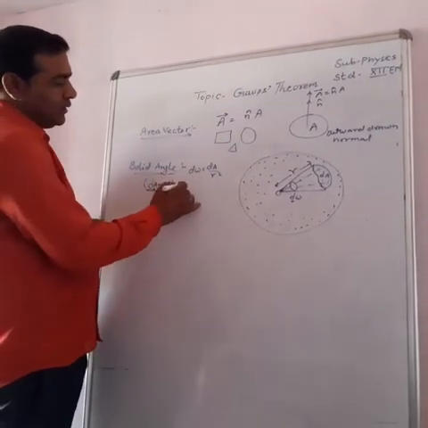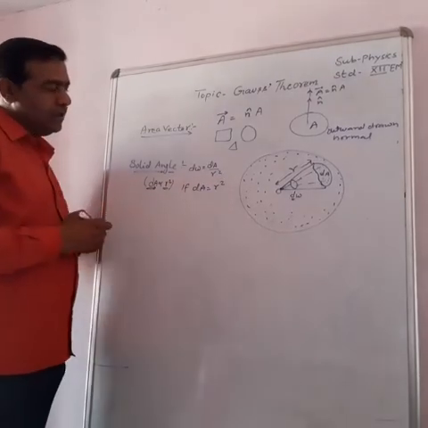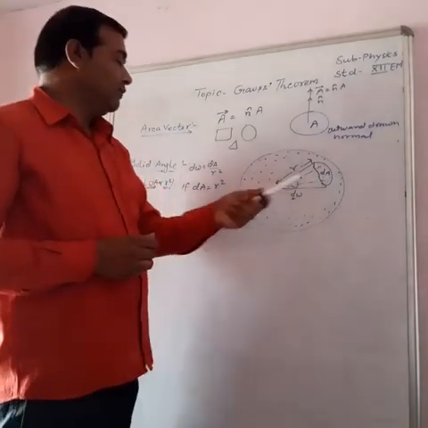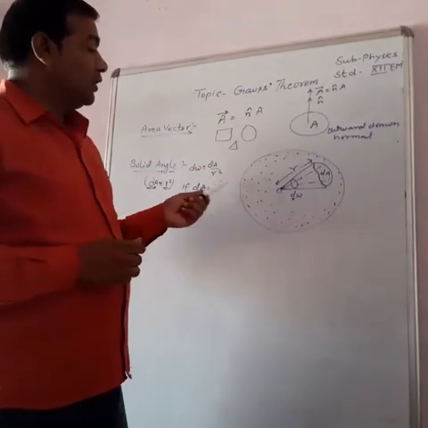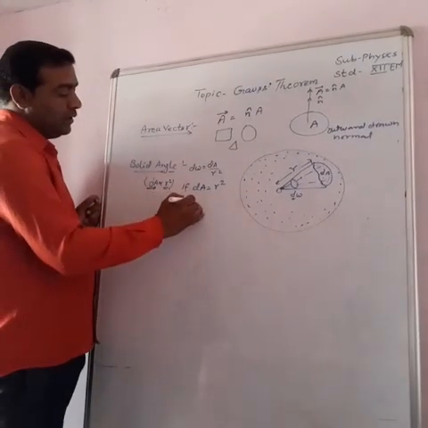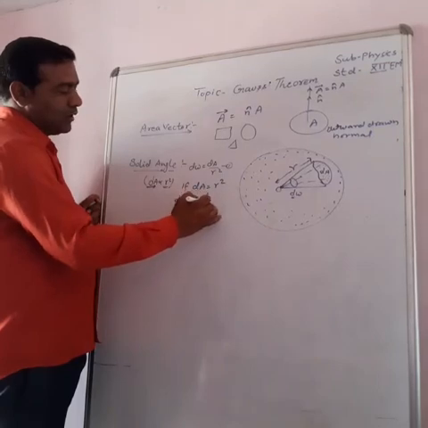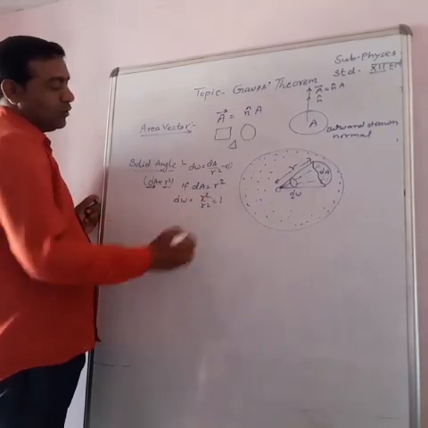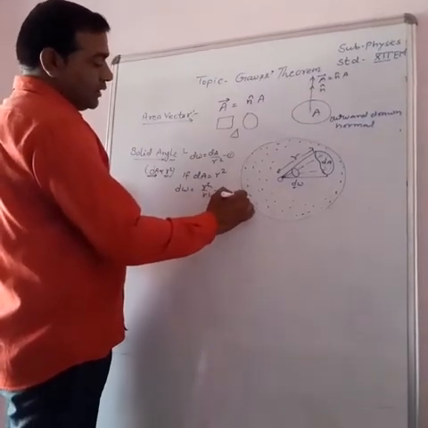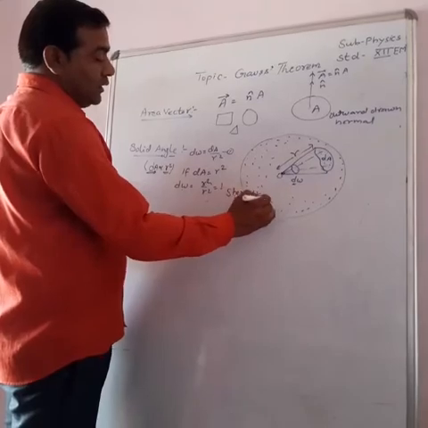In a special case, if dA is equal to r square, meaning the area of the element vector is the square of the radius of the sphere, then d omega is equal to, from equation first, r square upon r square, which is equal to 1, and the unit of solid angle is steradian.